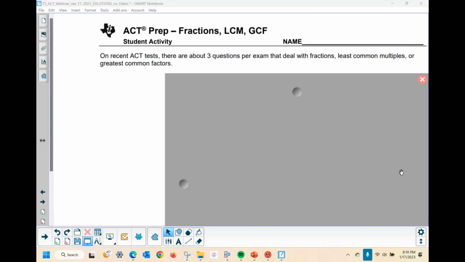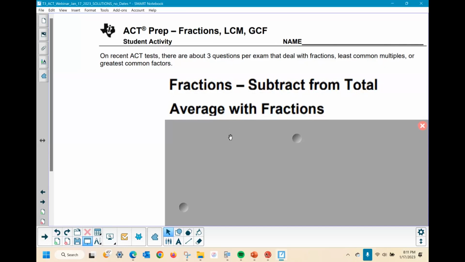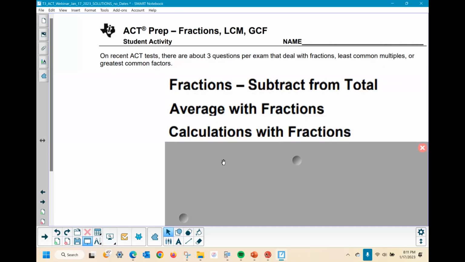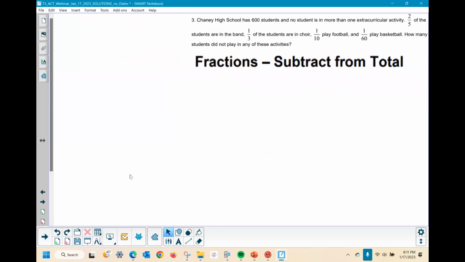So we're going to start off with what I did today with the students at Upper Arlington High School. Fractions, LCM, GCF are still on the test. Jeff and I found that on average, there are about 3 questions per exam that deal with these topics. These are the topics where they take fractions and subtract from the total. Averaging fractions is almost on every single test. Calculation of the fractions sometimes, and then LCM is on there just about every exam. So let's look at this one here.